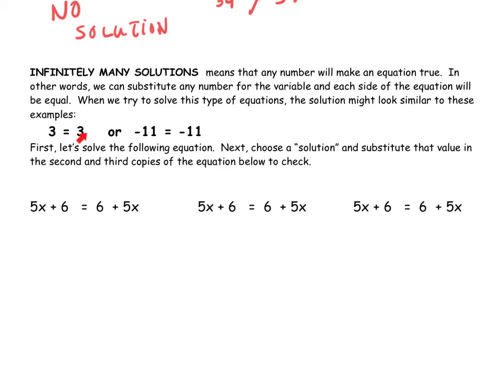3 equals 3. Well, that's true. Negative 11 equals negative 11. Well, that's true. So again, we're going to try to solve this first equation, and then I'm going to choose a number for this one, and then you're going to choose a number for this one. So I'm going to solve it. So let's see what happens when you solve this type of equation.